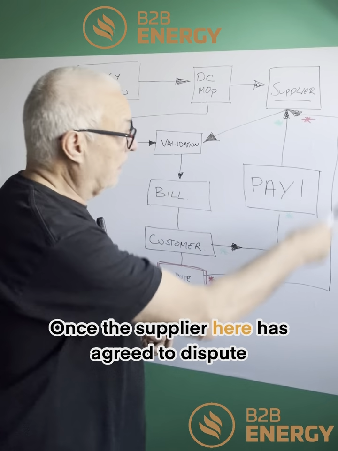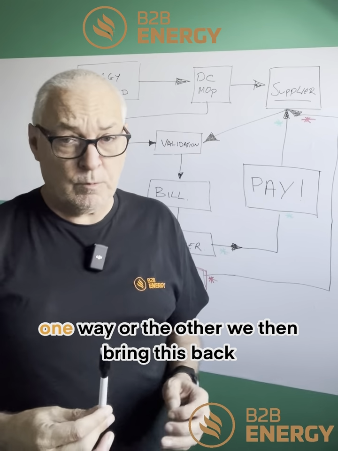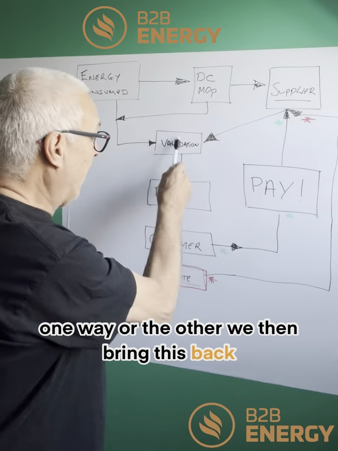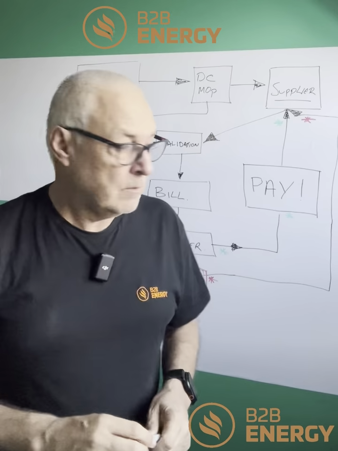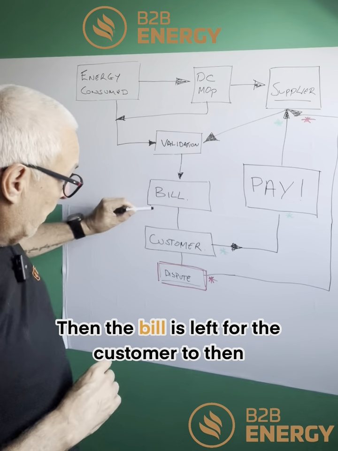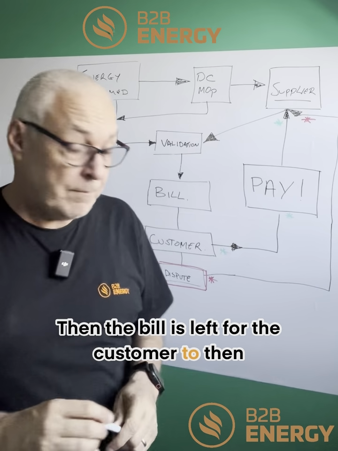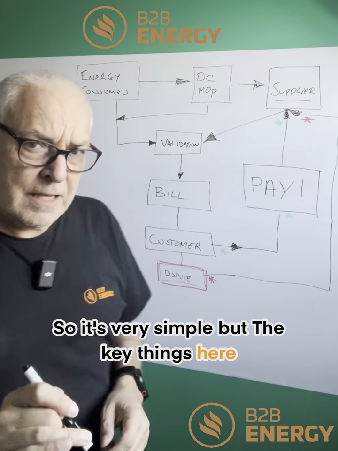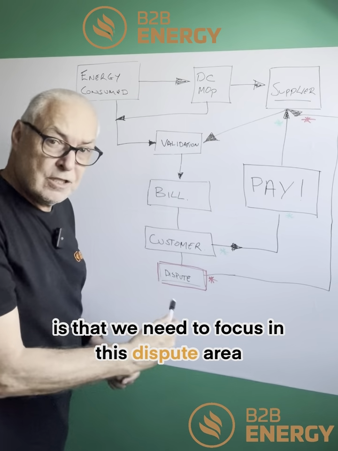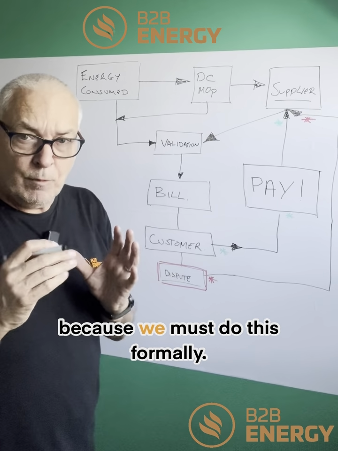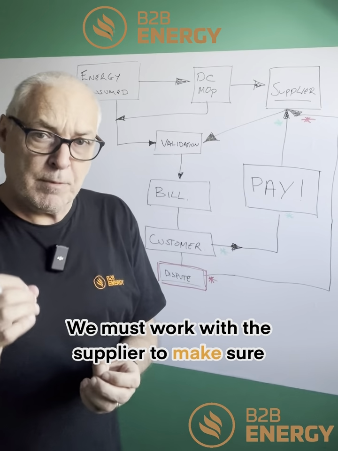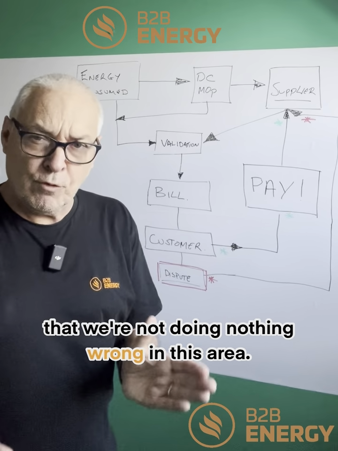Once the supplier has agreed the dispute, one way or the other, we then bring this back to validation. So we revalidate that bill back to where we believe it should be. Then the bill is left for the customer to pay. So it's very simple, but the key thing is that we need to focus on this dispute area, because we must do this formally. We must work with the supplier to make sure that we're not doing anything wrong in this area.